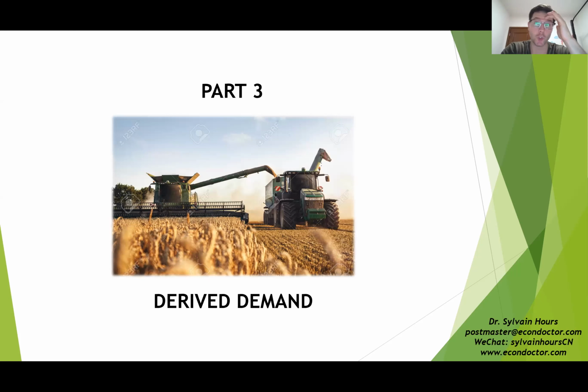Derived demand. So this one is new. And of course this example here, this picture is quite useful to illustrate the concept of derived demand, because yes, farmers, they buy a lot of capital equipment, including tractors and including this type of truck that we see on the left. We call that a combine harvester, which is a machine that is used for harvesting the crops.